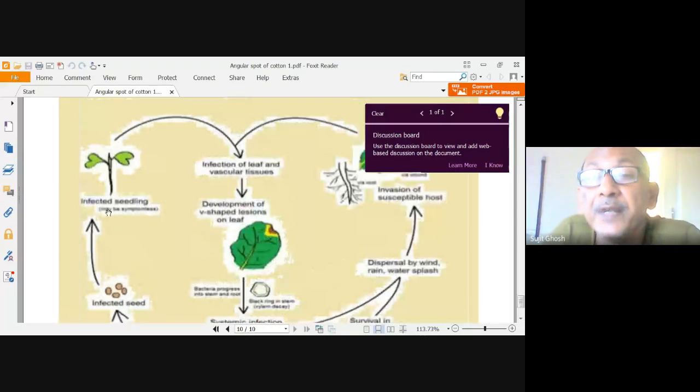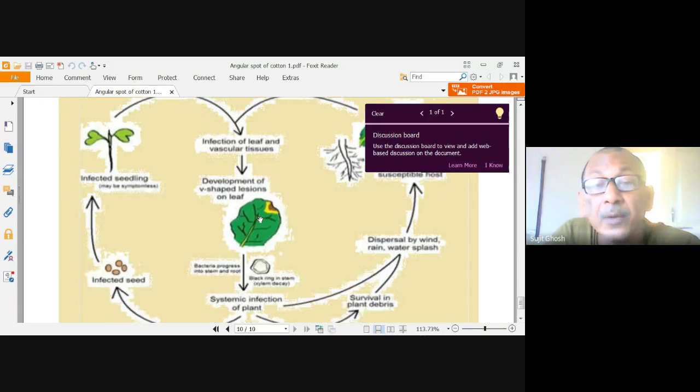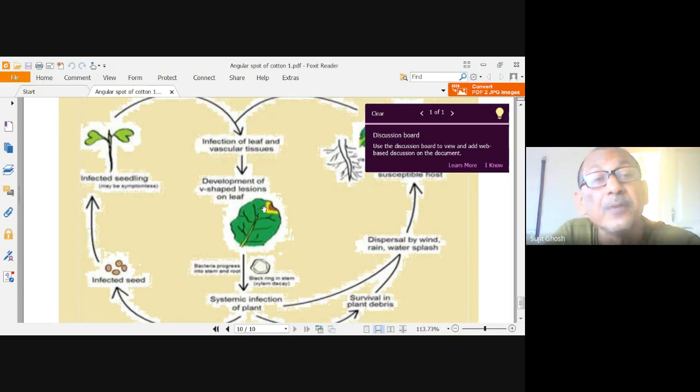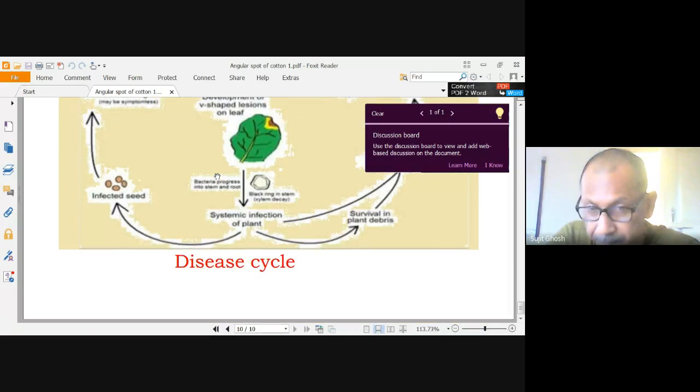So the first infected seed will germinate and form the infected cotyledon. From this cotyledon, the infection of leaf and vascular tissue and development of an angular, V-shaped structure at the leaf margin occurs. Now, if this structure arises, then it will infect another healthy plant and cause the disease. This is the disease cycle.